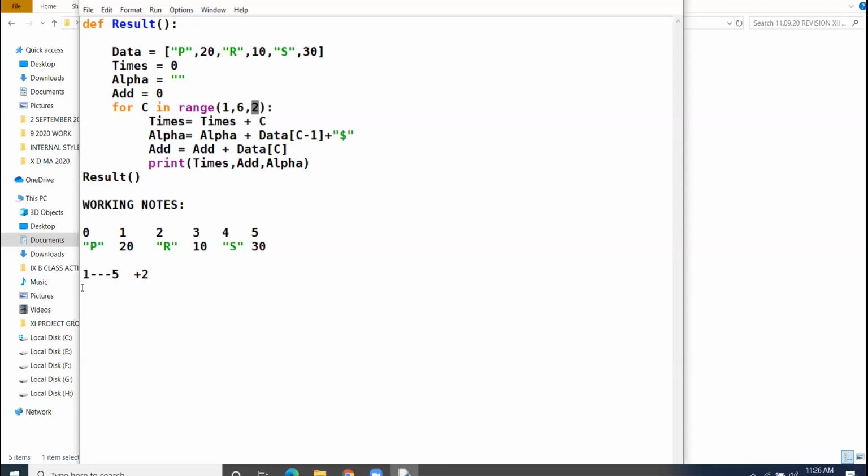Let's start. Times plus C. Times value is 0 and C initial value is 1. So times value becomes 1. This is the first stage.